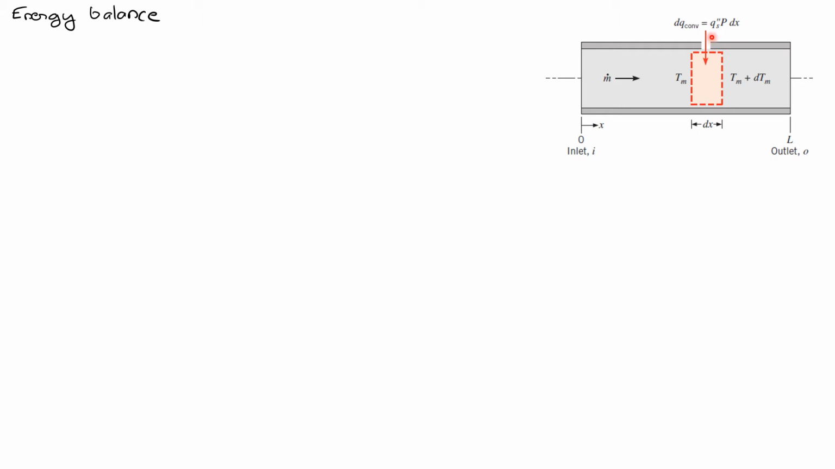There will be heat coming into this control volume through convection, and let's say that heat is q double prime s times P dx, where P times dx is the surface area of that particular control volume. And let's say that the fluid is coming in at a mass flow rate of m dot, and it's entering this control volume at a temperature Tm, and it exits the control volume at a temperature of Tm plus dTm, and the volume is of a thickness dx.